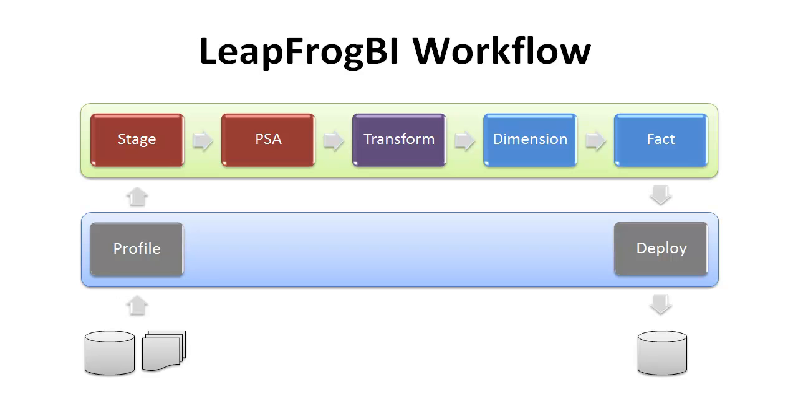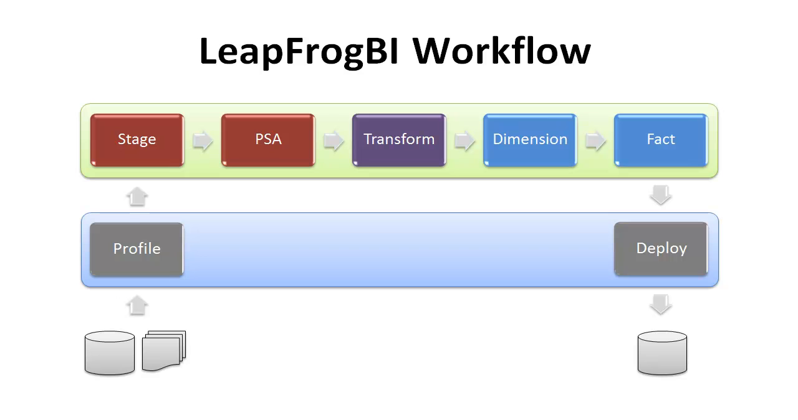So now let's talk about the 5 component types that are included in Leapfrog BI. The first, to the far left, is the stage component. The stage component is a volatile staging area. Its purpose is only to move data from a source system to a known or reliable destination point. Once it's in that staging table, then we know that it is of the expected format.